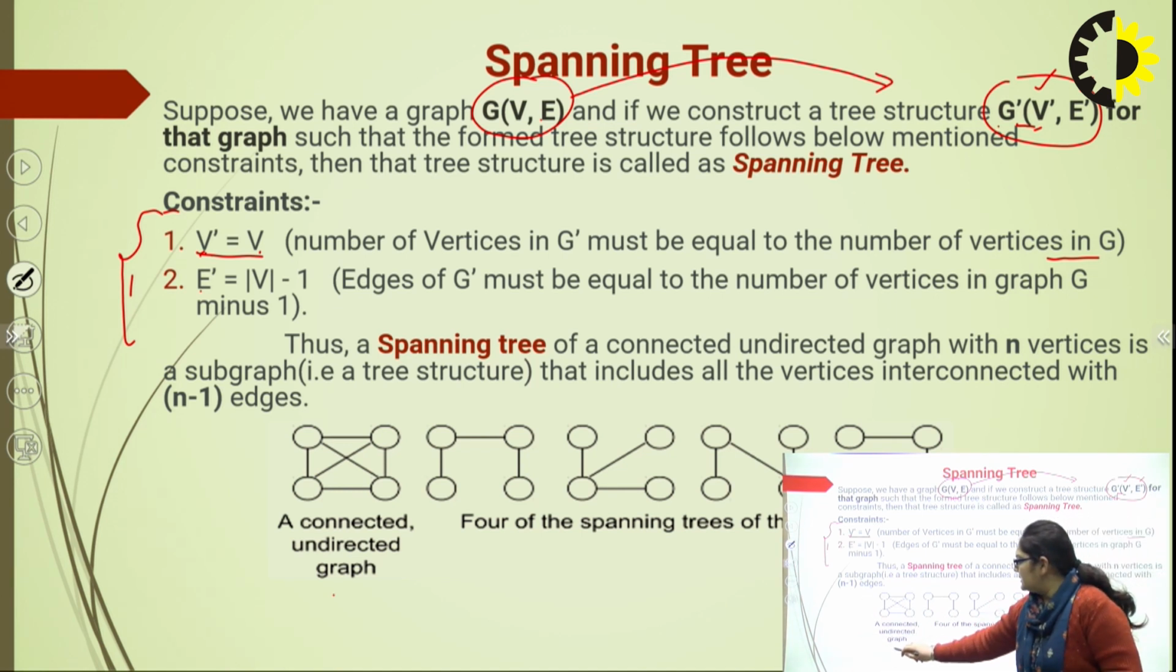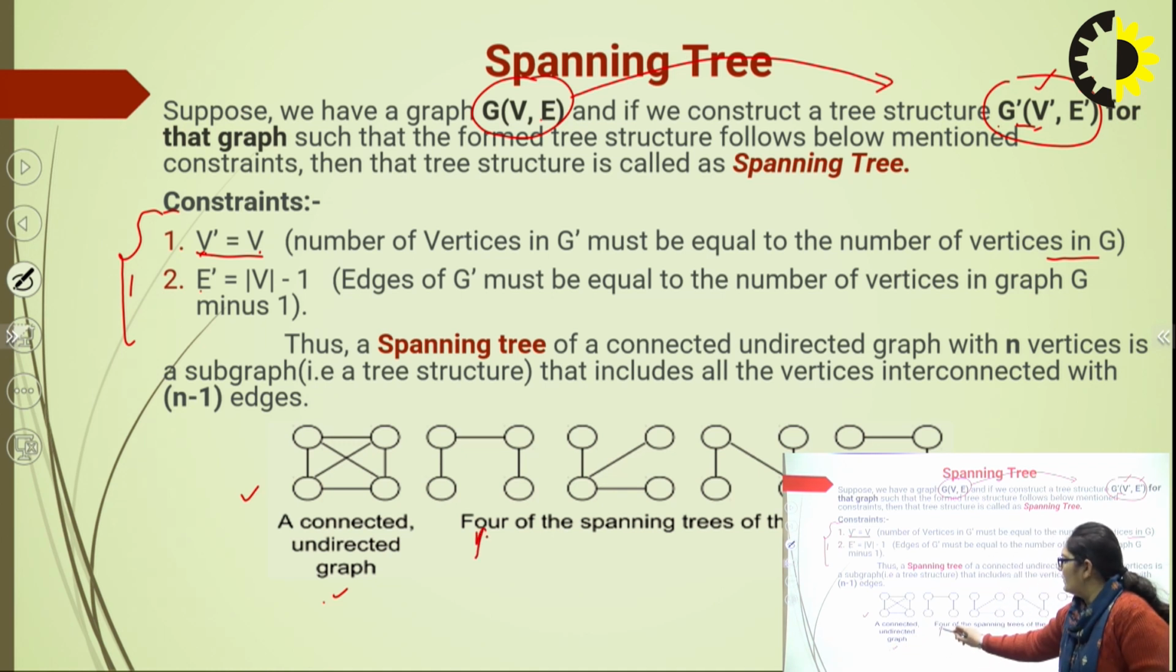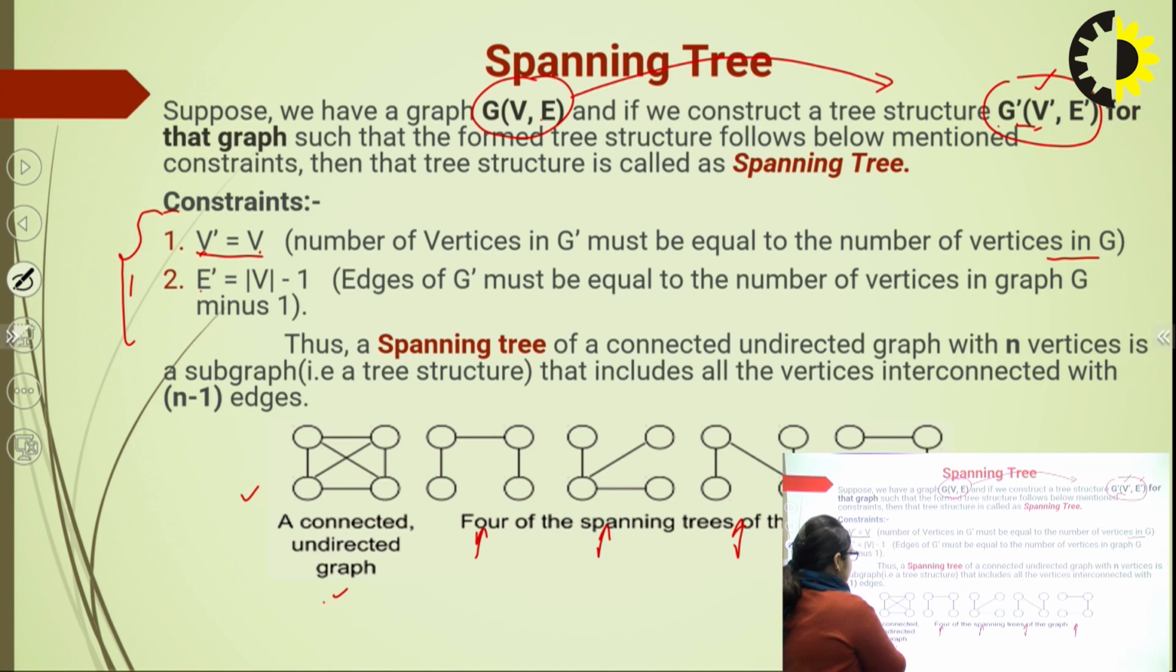So this is an example. Suppose an undirected connected graph is given, and for this graph you can have various spanning trees. Here we have 4 vertices and 6 edges. But in a spanning tree, the number of vertices will be the same as in your graph.